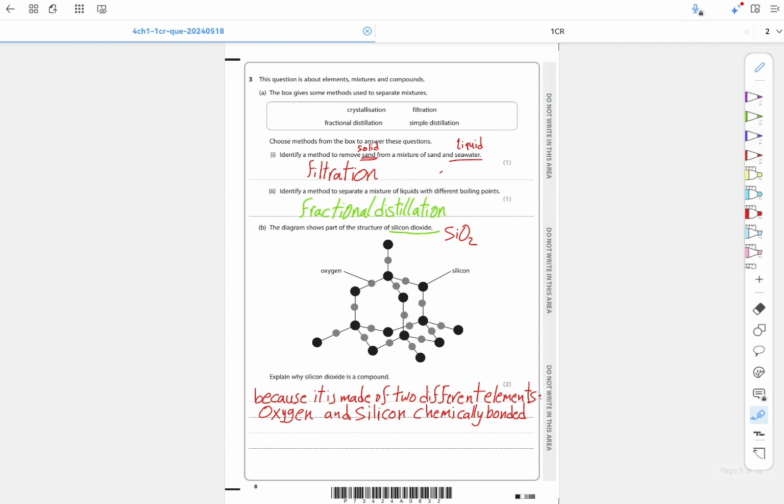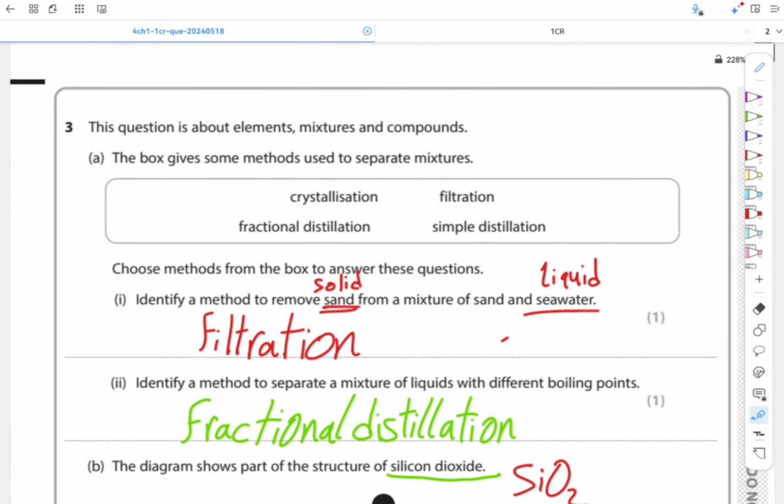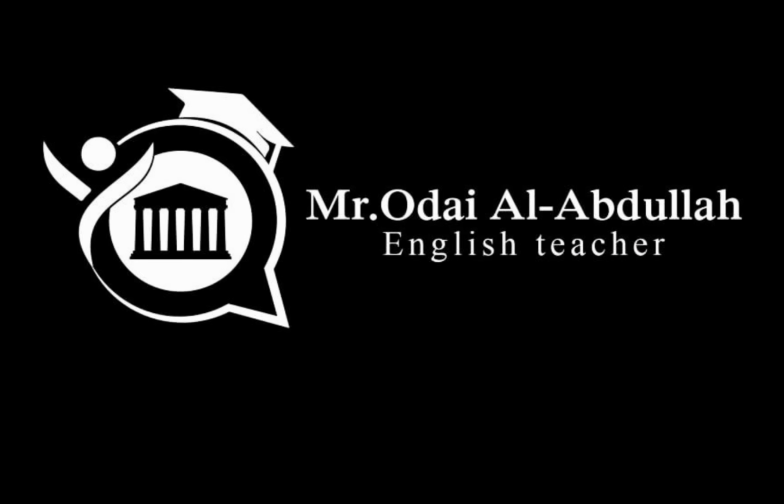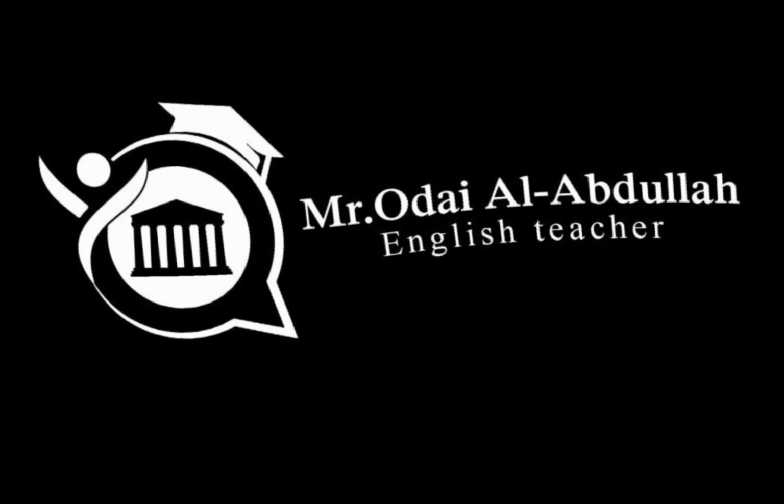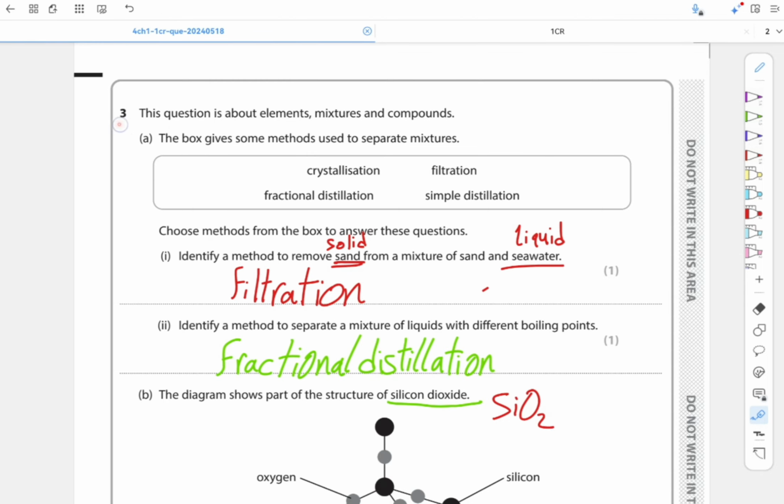In question number 3, my friends, the question is about... Now, my friends, let's start answering question number 3. The question here stipulates that it is about elements, mixtures, and compounds. I'm going to start with A. The box gives some methods used to separate mixtures. I'd like to revise them quickly.